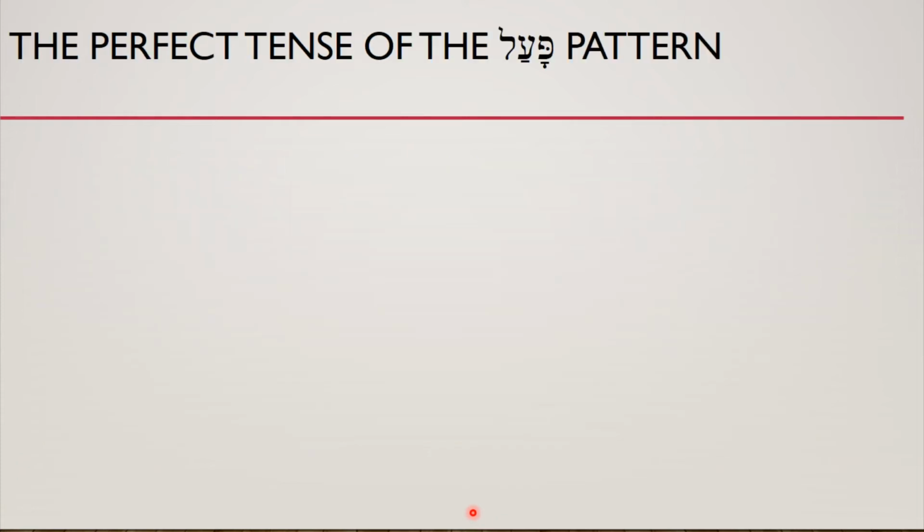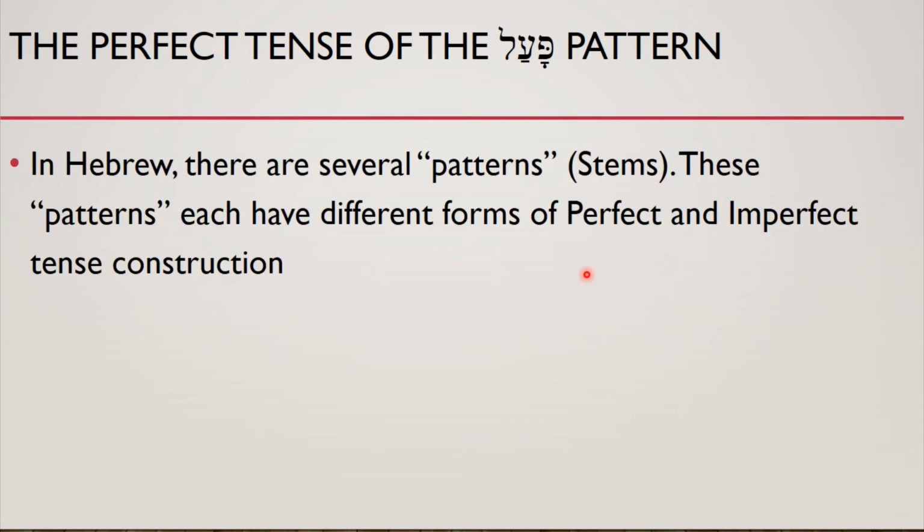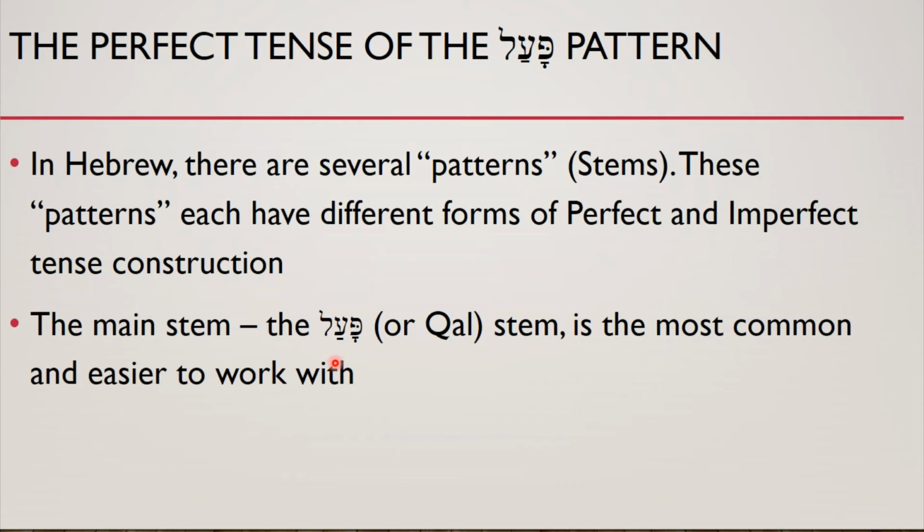But first, we're going to talk about the perfect tense of what's called the pa'al pattern. So in Hebrew, there are several different patterns. They're also called stems. I usually call them stems, because that's how I learned it, and it helps me to better understand it. And these patterns each have different forms of perfect and imperfect tense construction. So the main stem, the most common stem, is the pa'al stem. It's also called the kal stem. So if you're ever looking in other resources and you see the QAL, it's referring to this stem, which we're about to learn, and which we really already have learned in some ways. And again, it's the most common and is also the easiest to work with.